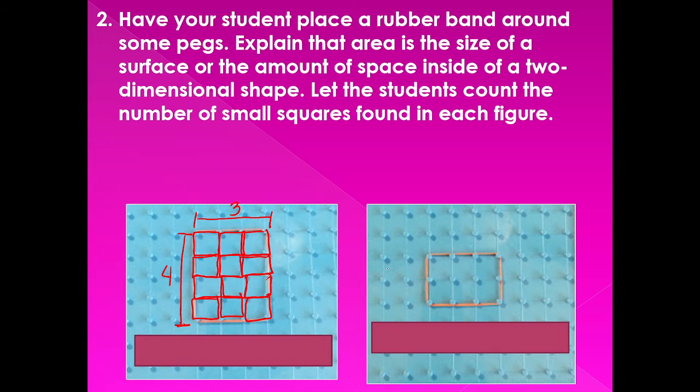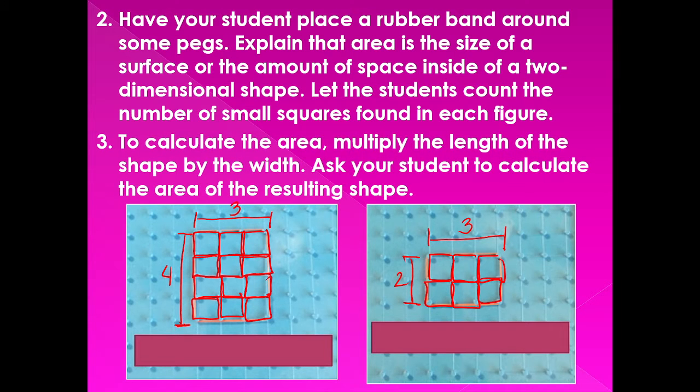What about this one? How many squares are there in this figure? 6. We have 1, 2, 3, 4, 5, 6. So, sir, the area is 6 square units. Let's verify. How many is the length of this side? 2. 2. What about this side? 3. 3. Multiply, how much do you get? 6.